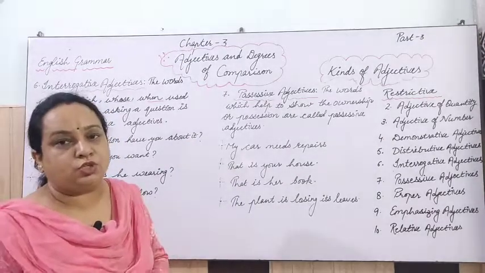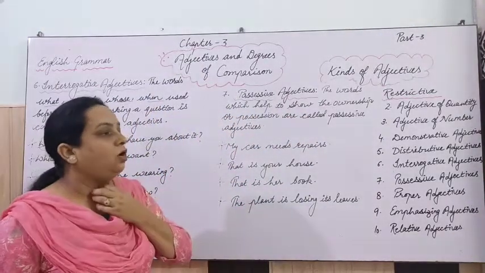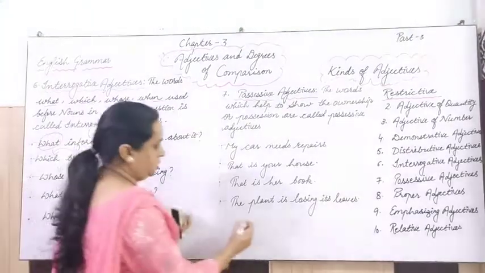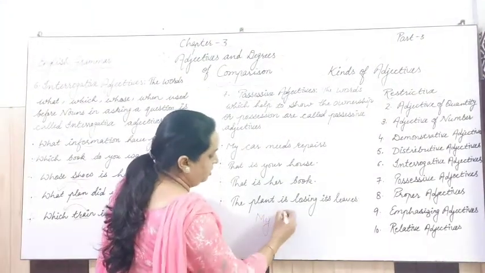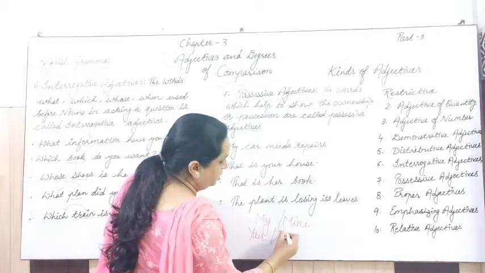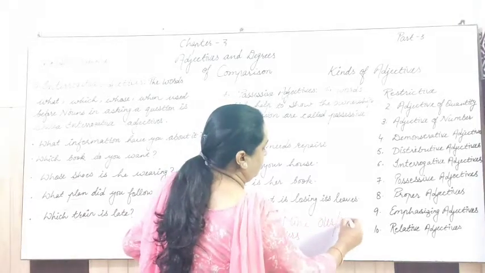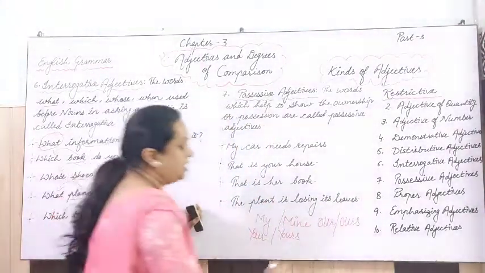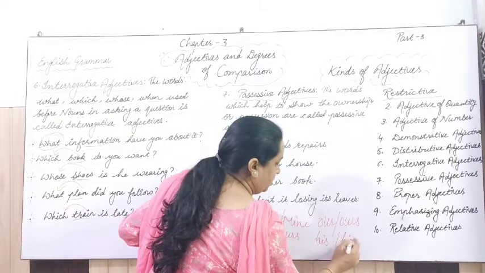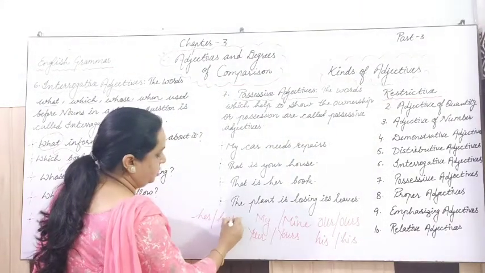Possessive is what? The words which show the ownership. So the words which help to show the ownership or position are called possessive adjectives. Like his, I have told you the difference in that also. Here let me make it clear: my is an adjective, but mine is a pronoun. Your is an adjective, yours is a pronoun. Our, O-U-R, is an adjective, and ours, O-U-R-S, is a pronoun. His is an adjective and his is also the pronoun. Her is an adjective and hers is a pronoun.